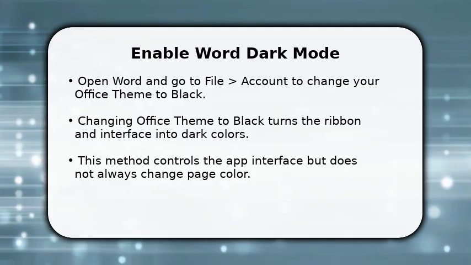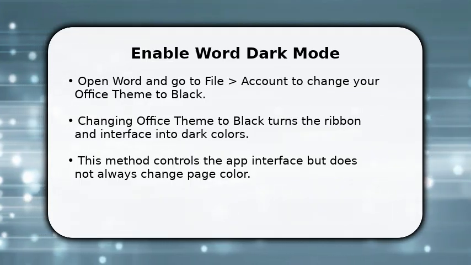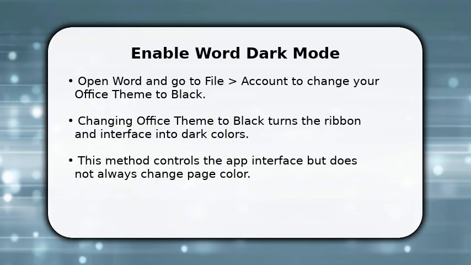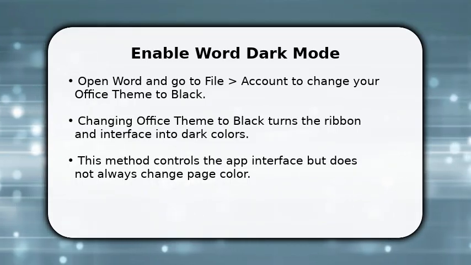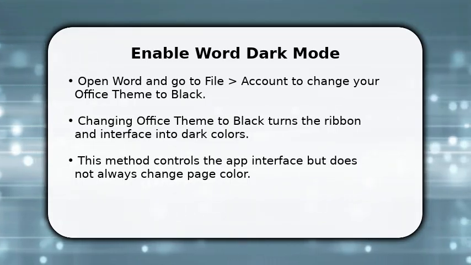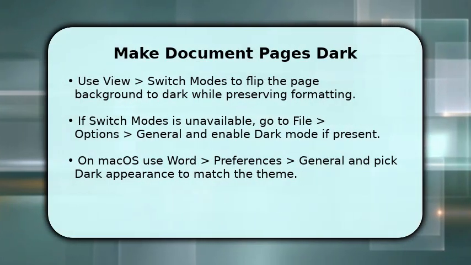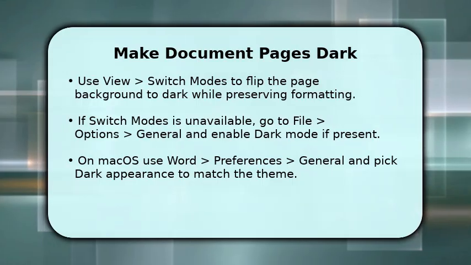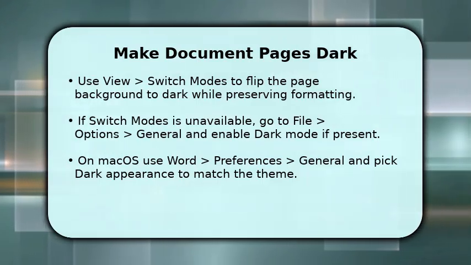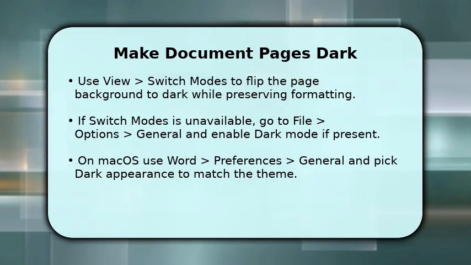Note that the document page might remain white after you change the theme. Keep listening to make the document page dark as well. After setting Office theme to black, change the document page color separately. Use the View menu and select Switch Modes to flip the page background to dark. This preserves text formatting and keeps printing colors intact.